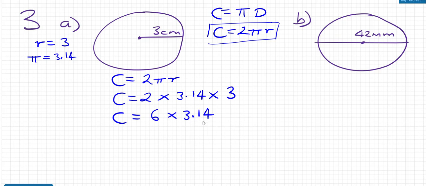When multiplying with decimals, just ignore the decimal. So I've got, just say, 314 times that 6. So once again, forget about the decimal. We'll put it in later.